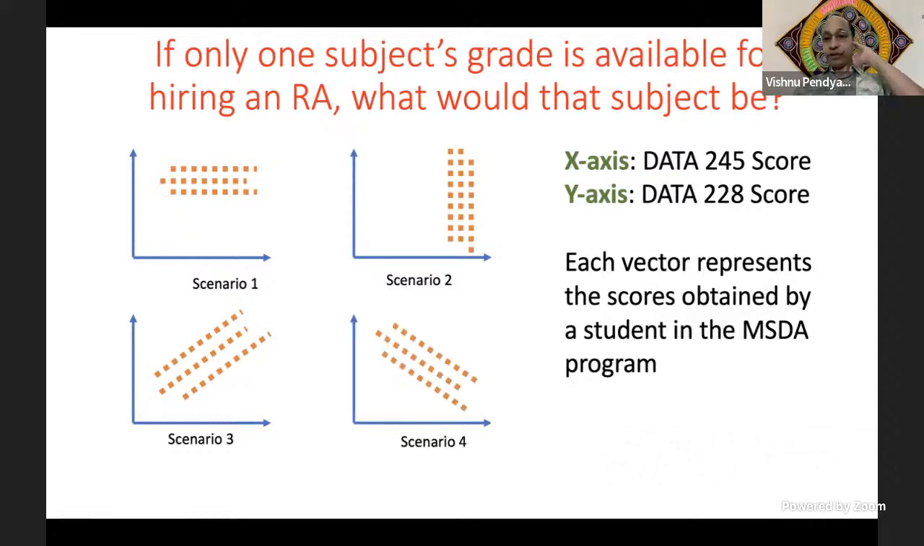And how about scenario 4? In scenario 4, I cannot depend on either as a general rule. I mean, for a particular student, yes, I know, but assume that I don't know the particular student scores, I just know the general trend. I know that students who performed well in 245 did not perform well in 228 and vice versa. So when I know only that, I would not depend on either. Instead, I will try to extract latent information. So maybe an interview or things like that.